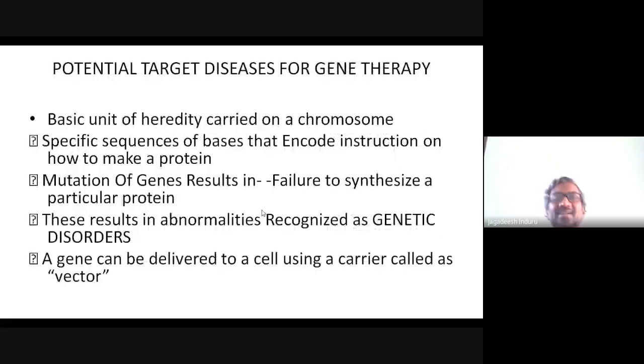Then, what are the potential target diseases for gene therapy? This is another question you are going to get in the exam. I am making a journey; I don't yet understand what gene therapy is, and we will understand it a little further later. So what are the potential target diseases? What diseases can I treat?